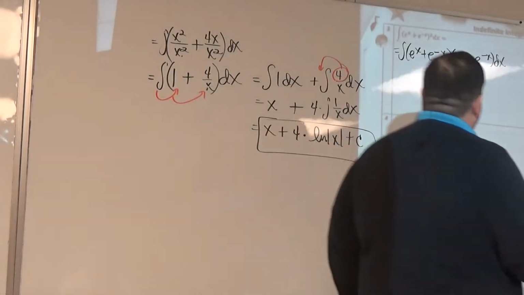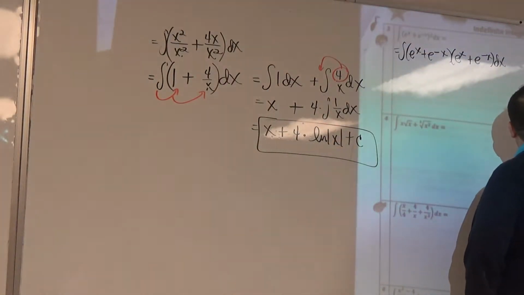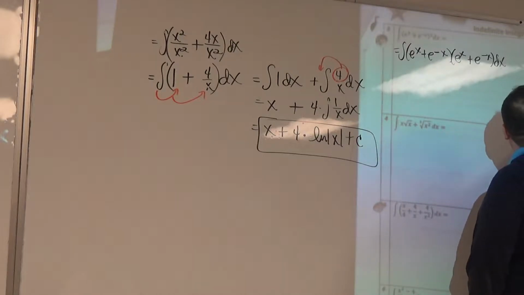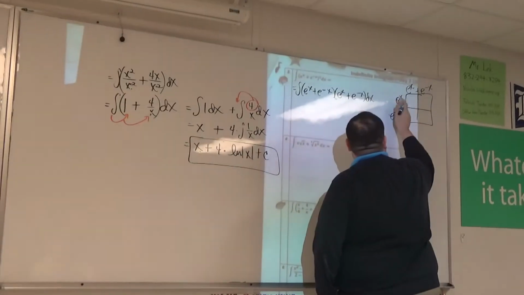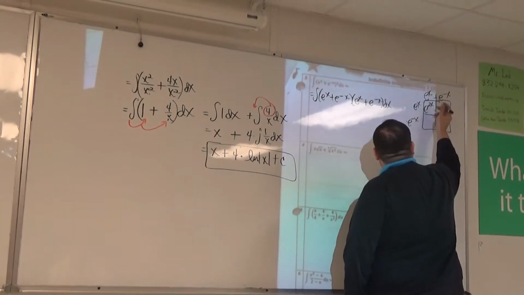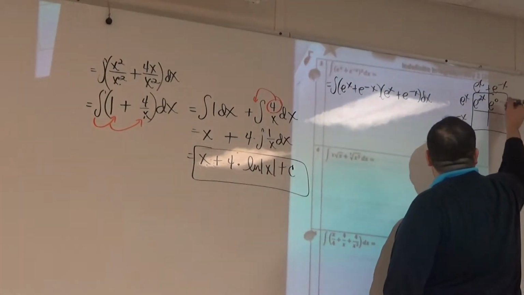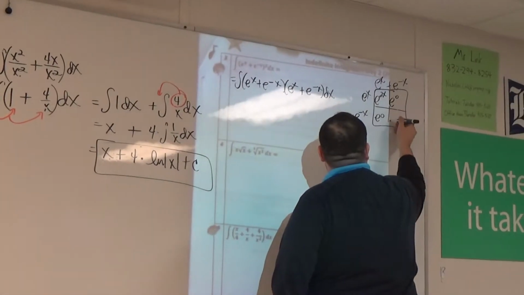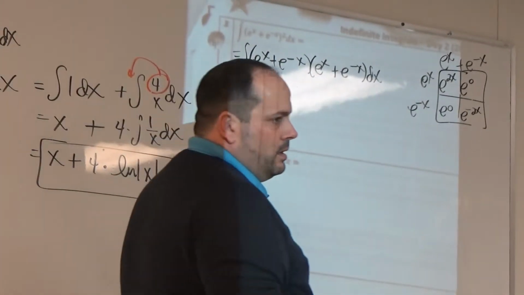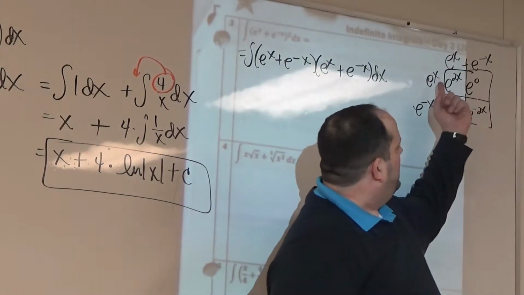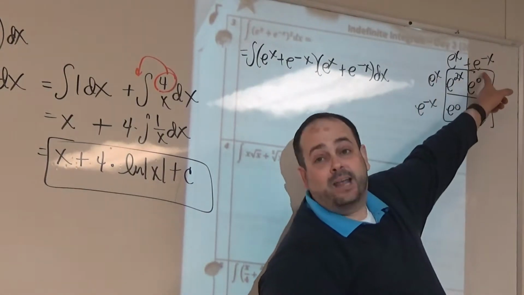Right, and if you need to do the box, and I think the older I get, the more I rely on the box. e to the x, e to the negative x, e to the x, e to the negative x. e to the x times e to the x is e to the 2x. e to the x times e to the negative x is e to the 0, e to the 0, e to the negative 2x. What if x equals 2? e to the x times e to the negative x.